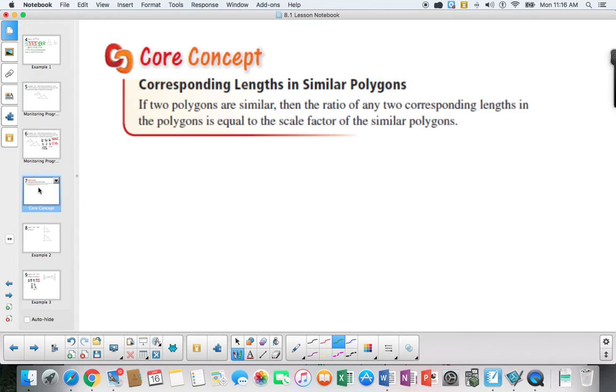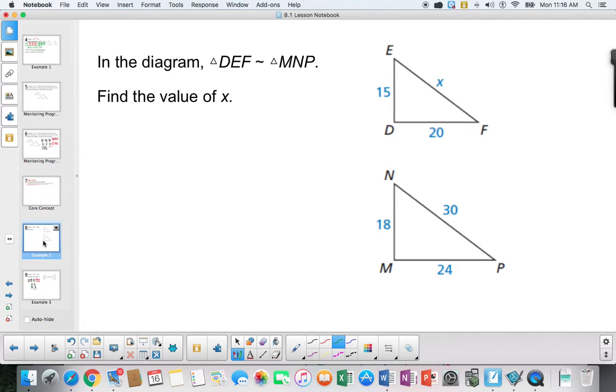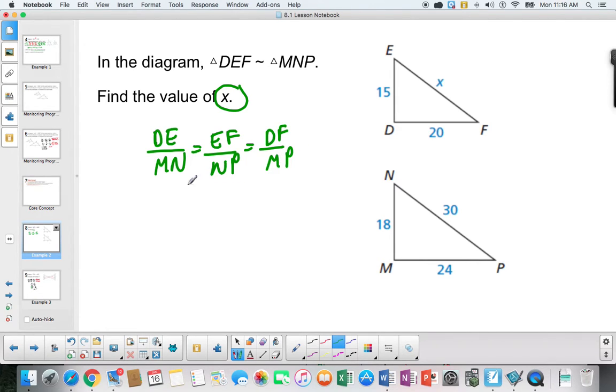Corresponding lengths in similar polygons means that the ratio of two corresponding lengths in the polygons is equal to the scale factor. Okay, so let's take a look at this and try to figure out, using the scale factor, X. So we know, here's the statement of proportionality. DE is to MN, as EF is to NP, as DF is to MP. Let's go ahead and put some numbers in. DE is 15, and MN is 18. I'm going to go EF, which is X, that's what I'm looking for, and NP is 30.